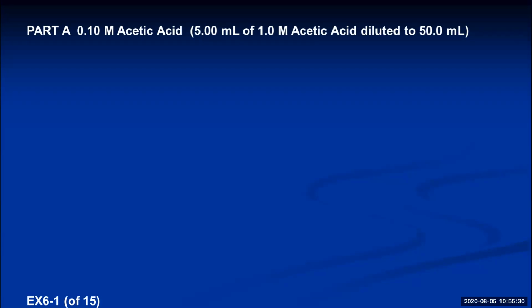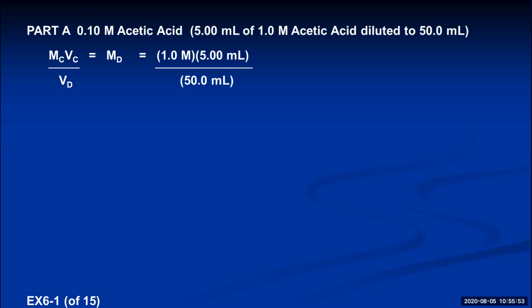The way we actually show that's true is with the dilution equation, McVc equals MdVd. If we're going to solve for the molarity of the new diluted solution, we're starting with the concentrated solution that's 1.0 molar in acetic acid. We're using 5.00 milliliters of it, and then we're going to have a final volume, V sub D, of 50.0 milliliters. So working out the dilution, it turns out that the molarity of our acetic acid solution is going to be 0.10 molar.